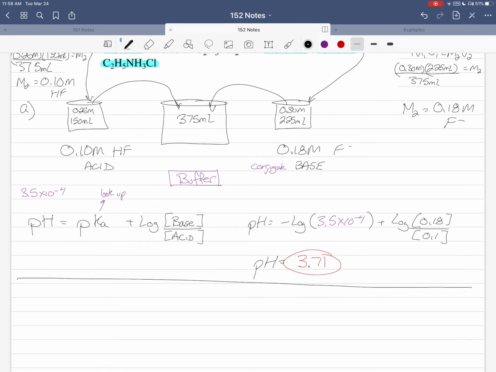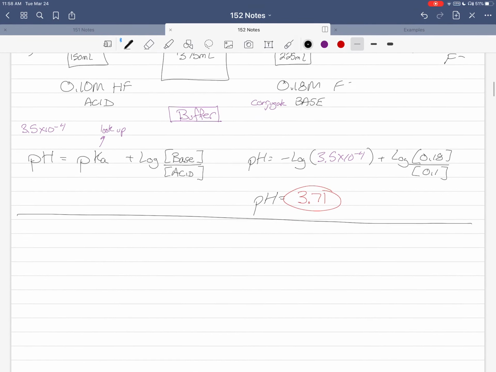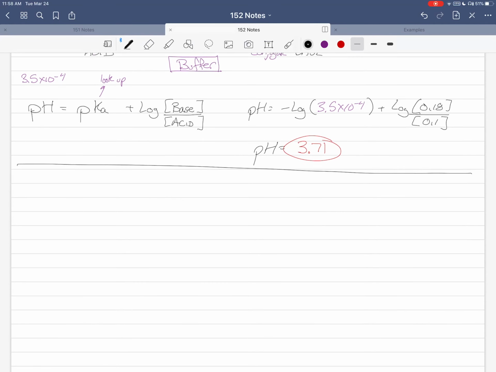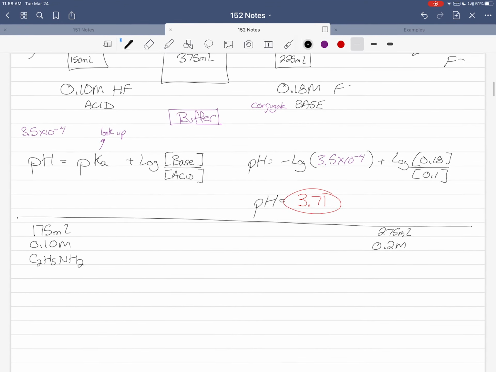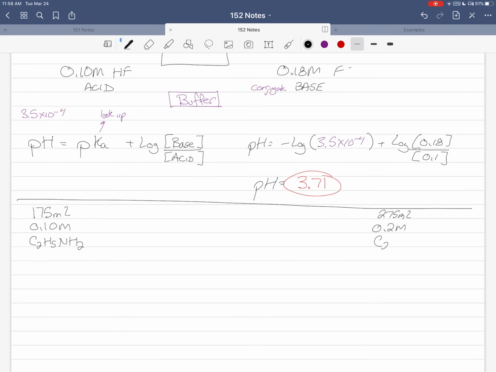So we have a new volume. All right, let me draw a picture here. I have 175 milliliters, 0.10 molar of C2H5NH2. And I have 275 milliliters, 0.2 molar C2H5NH3 plus.